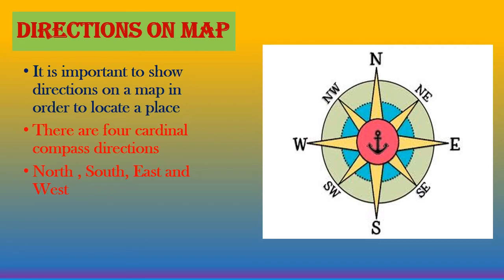As I have mentioned earlier, north, south, east, west are the four main cardinal directions. As you can see in the picture, on a map north is at the top, south at the bottom, west to the left, and east to the right. Every map has a map scale which relates distance on the map to the world.